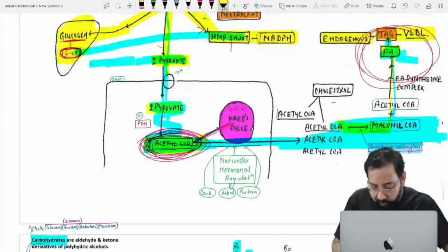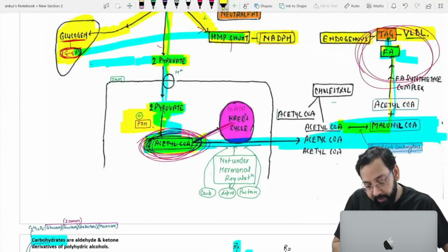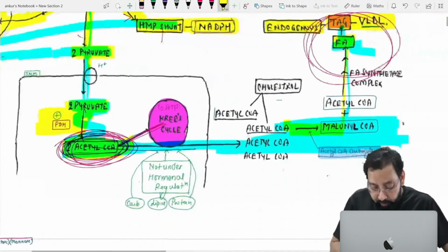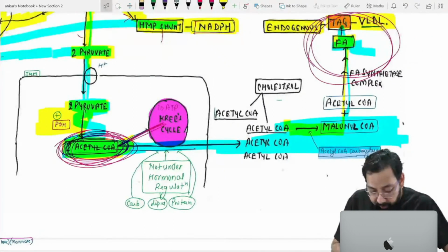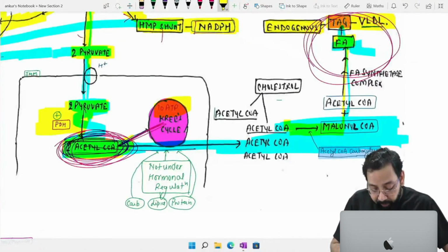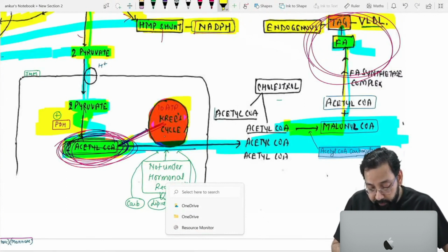Pyruvate will enter the mitochondria and be converted to acetyl coenzyme A. This pyruvate dehydrogenase is also activated by insulin. Acetyl coenzyme A will enter the Krebs cycle. One acetyl coenzyme A produces 10 ATP. And when the energy requirement of the cell is fulfilled, extra acetyl coenzyme A is thrown outside of the mitochondria.